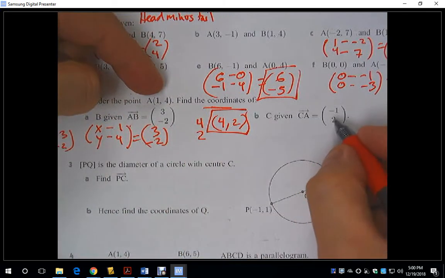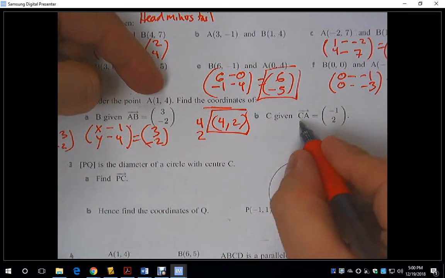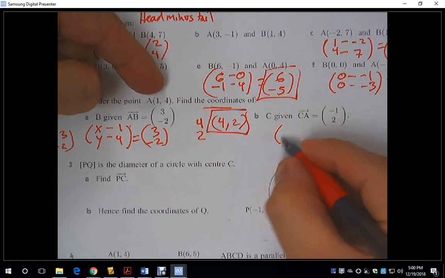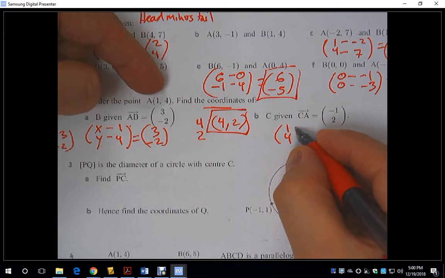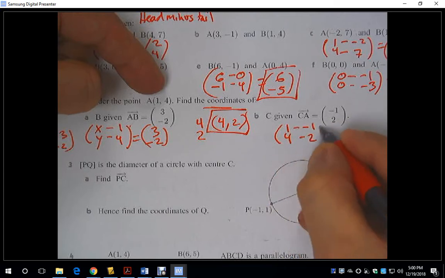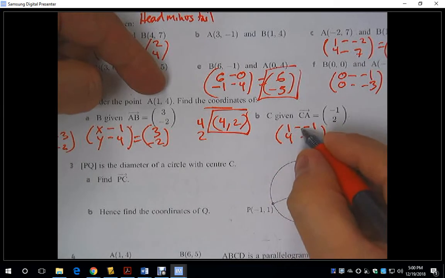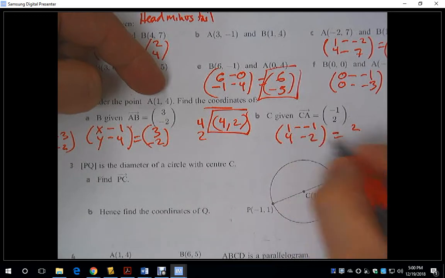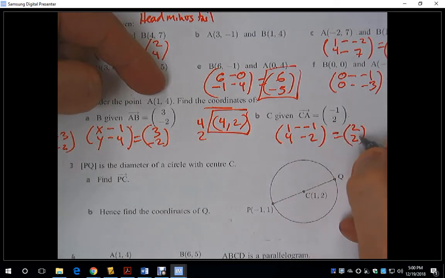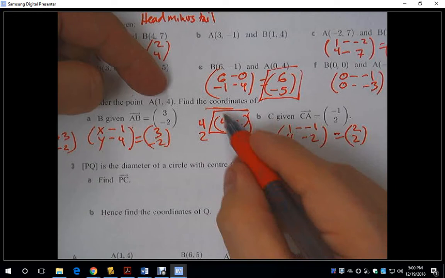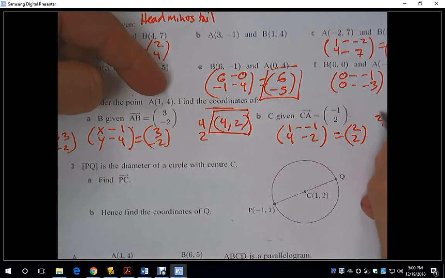But we could subtract it, right? Since we're going in the wrong direction, we could always subtract it. So I have 1, 4, and we're going to subtract this value, negative 1, and then minus 2. That's going to give us 1 plus 1, which is 2, and 4 minus 2, which is going to give me 2. I have 2, 2. As coordinates, this would be 2, 2 like this.